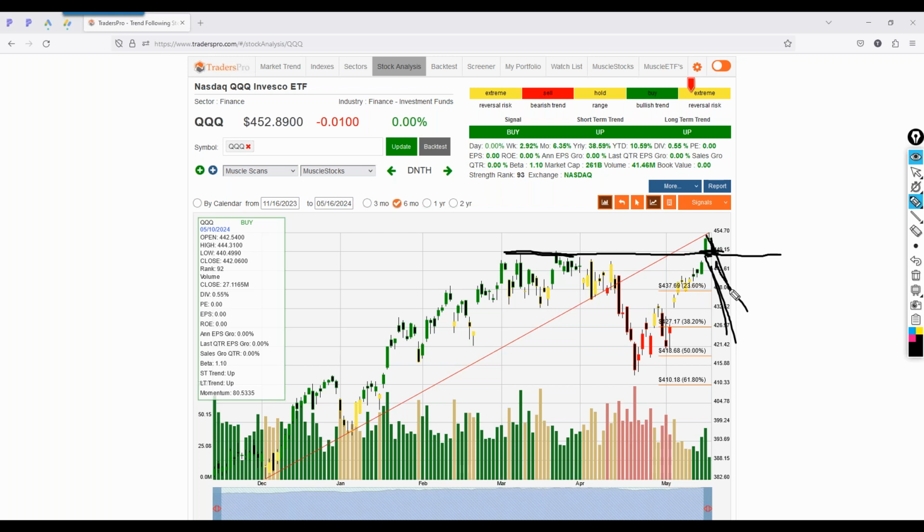If we slide right back through this, then it was a pretty weak breakout. So we're going to keep an eye on that level. That's the area for the triple Qs.